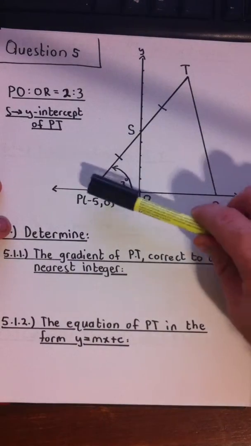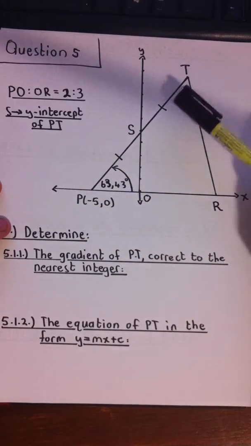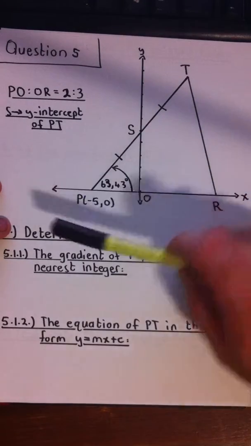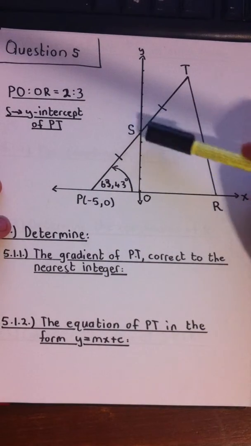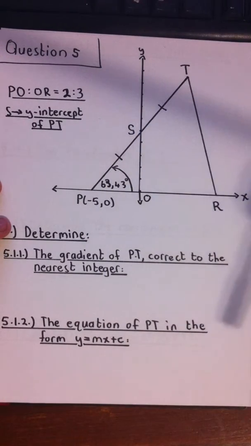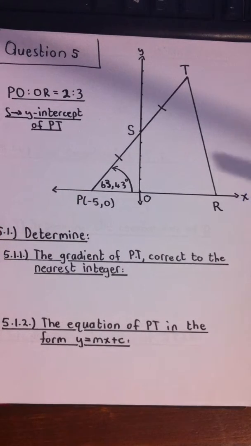They've told us that S is the midpoint of PT by showing us these two lines here, and they told us that S is the y-intercept of PT, just to make sure we know that that point is on the y-axis. Okay, let's see what questions they ask us. 5.1.1. Determine the gradient of PT correct to the nearest integer.